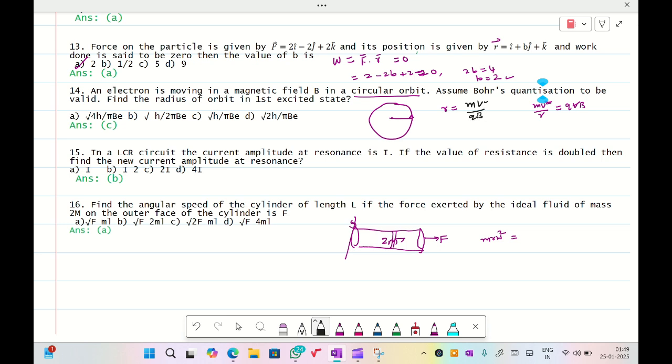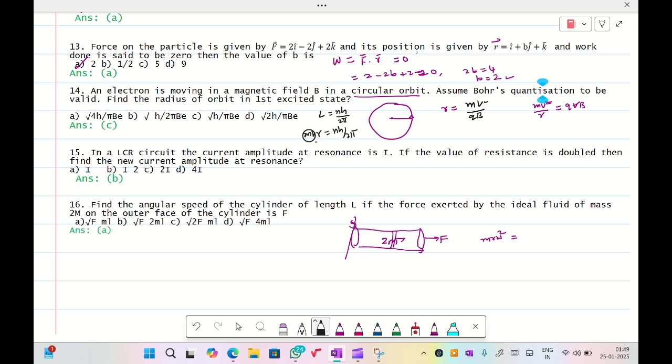So here this is not in the form, and here we assume Bohr's quantization is valid. According to Bohr quantization, angular momentum is equal to nh by 2 pi. So angular momentum mvr is equal to nh by 2 pi. Now we can find out either r or mv. The question is asking us to find out the radius only.